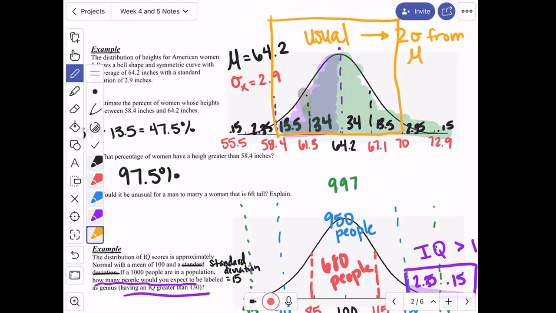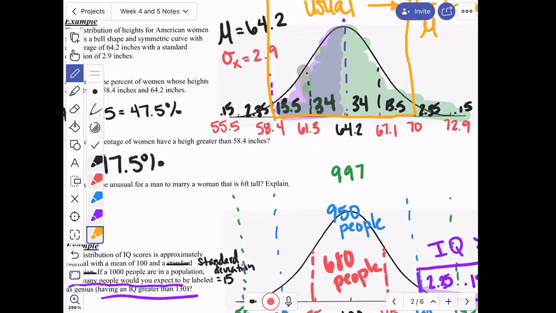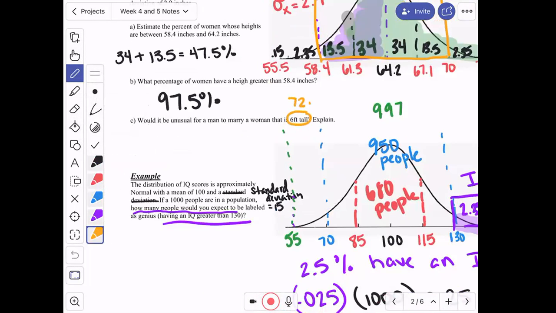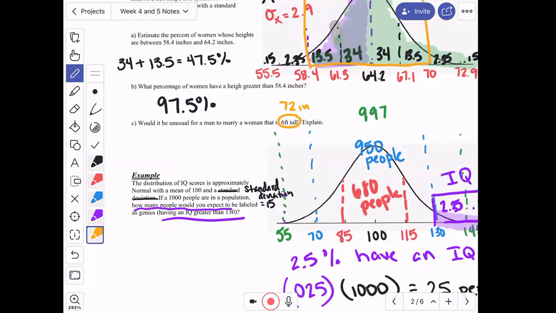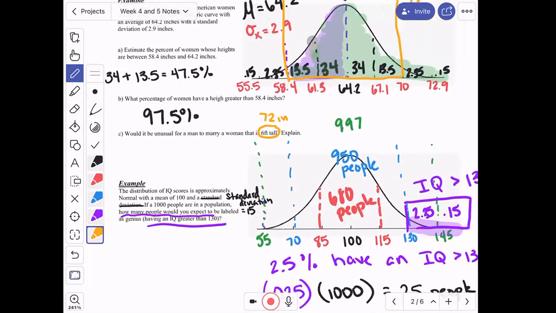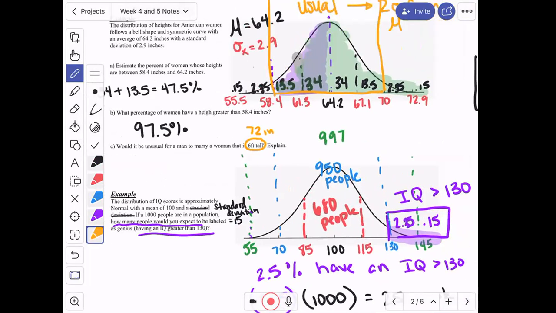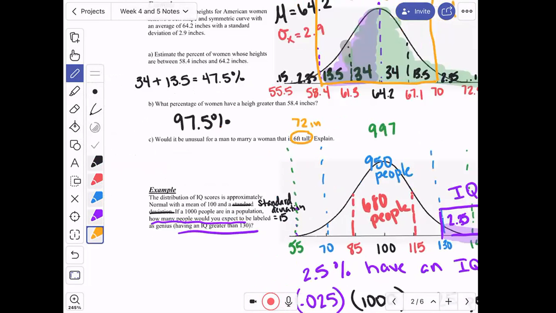Well, if a woman is 6 feet tall, does anybody know how many inches that is? 72. That's 72 inches. So based off of that information, would it be usual or unusual for a man to marry a woman that's 6 foot tall? Unusual. Why is it unusual? Because it's like 3% of the people. Good. It's only about 3% of the people, or because it's more than how many standard deviations? It's more than 2. Good. It is more than 2 sigma from the mean.